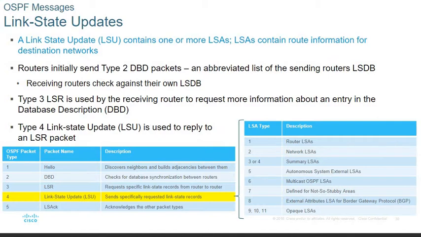OSPF packet type, packet name, description. 1 Hello discovers neighbors and builds adjacencies between them. 2 DBD checks for database synchronization between routers. 3 LSR requests specific link state records from router to router. 4 Link State Update, LSU, sends specifically requested link state records. 5 LSAck acknowledges the other packet types. LSA type, description: 1 router LSAs, 2 network LSAs, 3 or 4 summary LSAs, 5 autonomous system external LSAs, 6 multicast OSPF LSAs, 7 defined for not-so-stubby areas, 8 external attributes LSA for Border Gateway Protocol, BGP, 9, 10, 11 opaque LSAs.